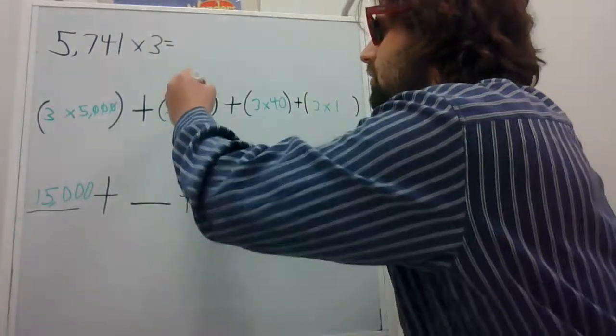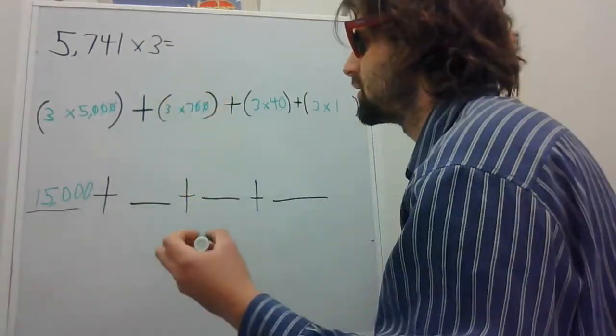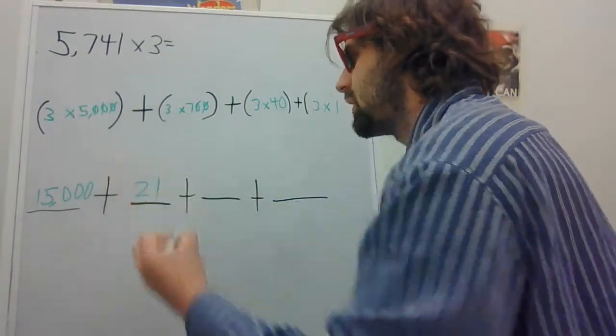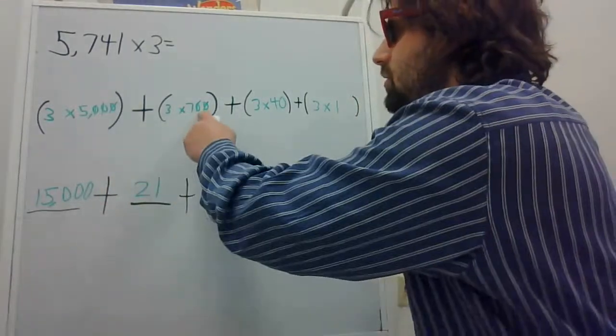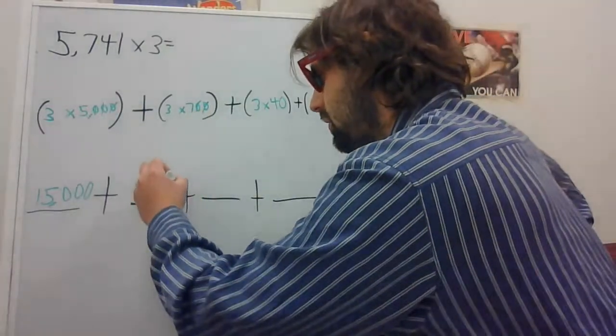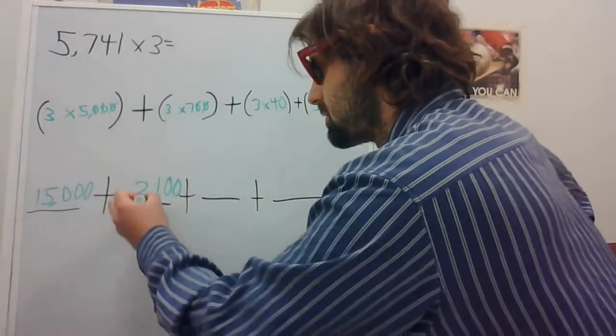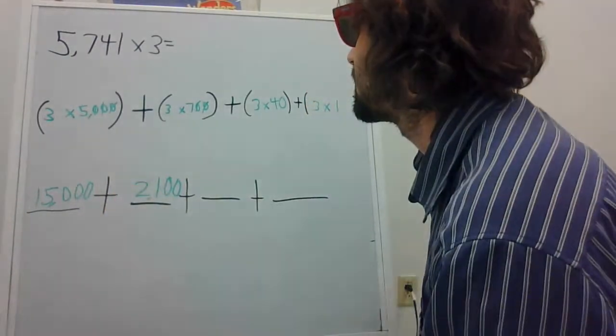3 times 700. So now, cross out the 2 zeros. I'm just going to multiply 3 times 7. 3 times 7 equals 21. Since there were 2 zeros in the parentheses, I'm just going to add 2 zeros now to my answer. 2,100.